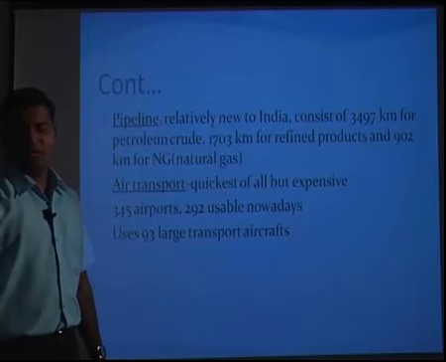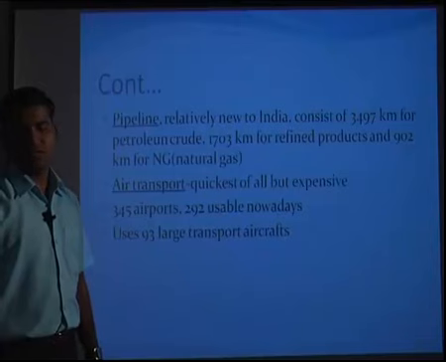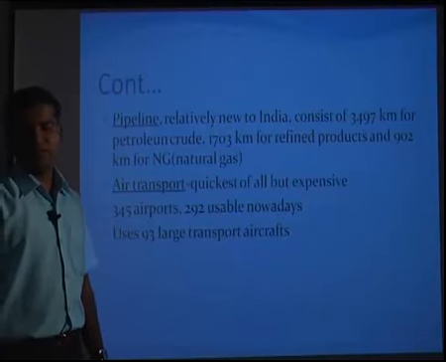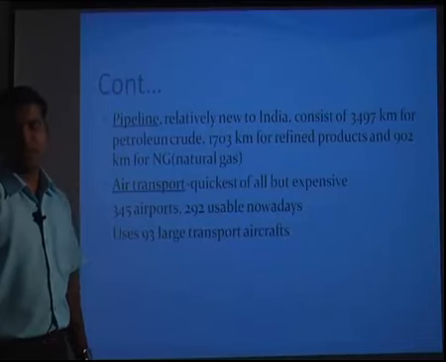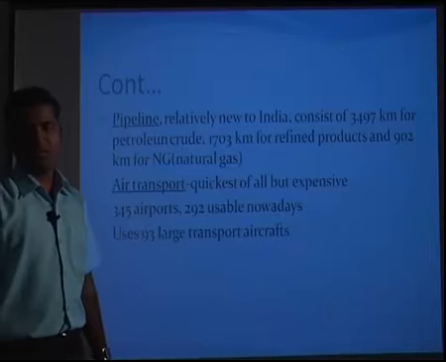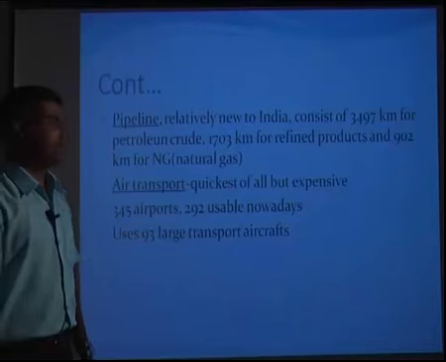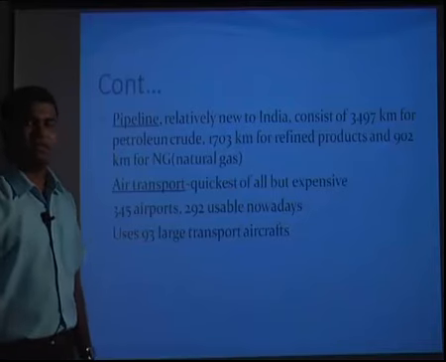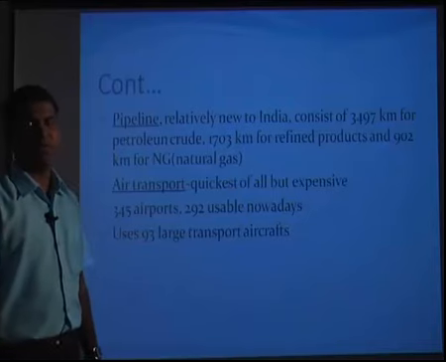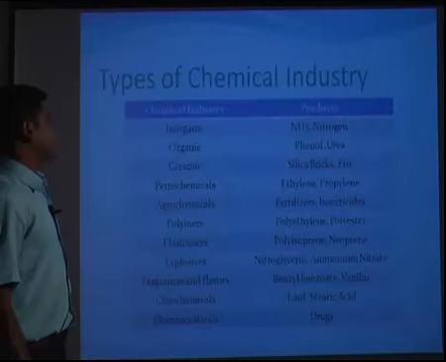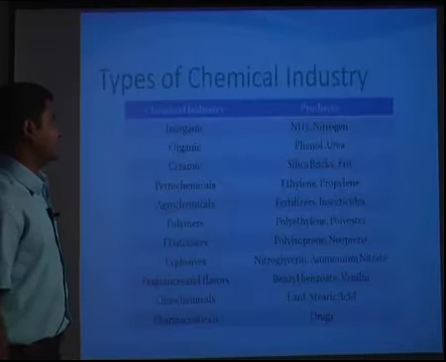And the next one is air transport. Air transport is the quickest, but it is mostly expensive. We have 345 airports, and 292 are usable nowadays. Today we have 93 large transport aircraft which are used for transporting cargo from one point to another point. Let's see the types of chemical industry.